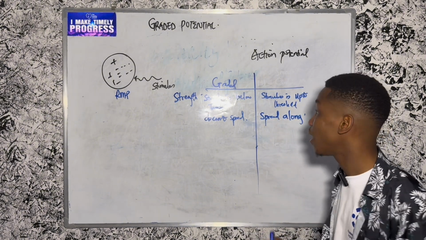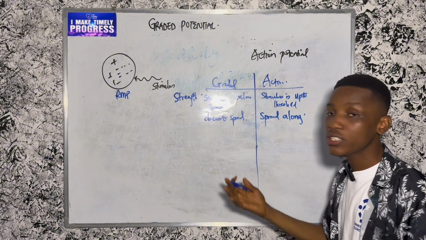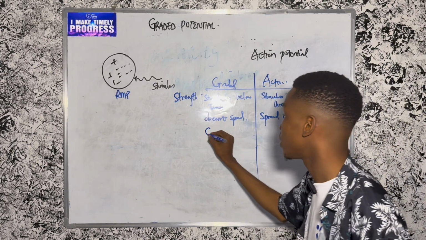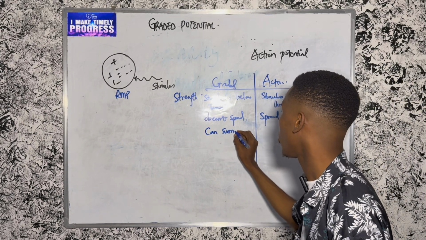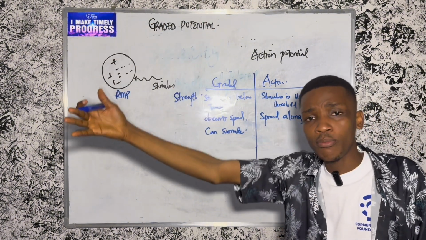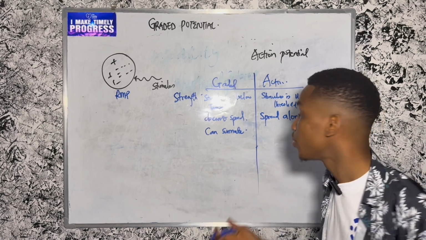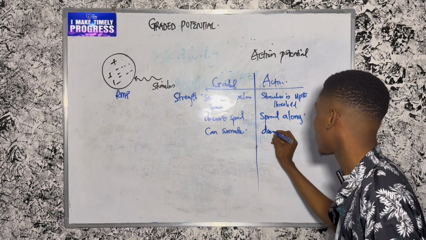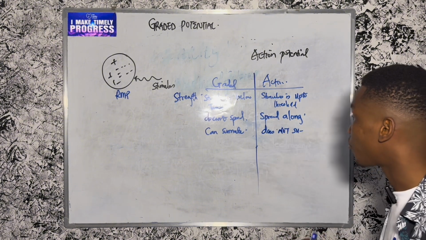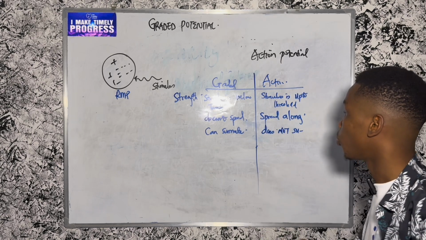What other difference can I have between graded and action potential? Another difference I can have between graded and action is that graded potential can summate. So it can add up to give you action potential. But action potential is already the end product. I'm already angry. There's nothing you can do that can make me more angry than I am. So in that case, it doesn't summate. It does not summate.